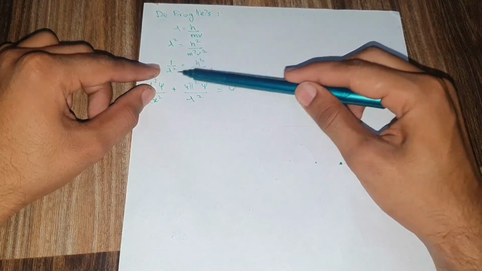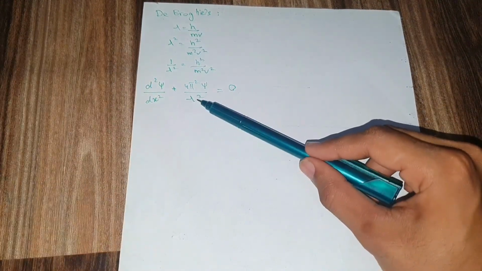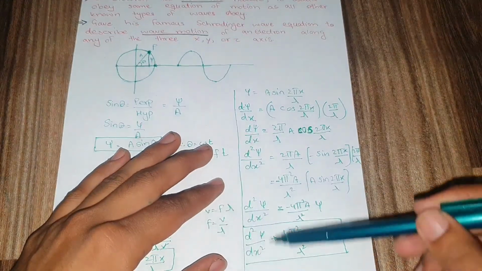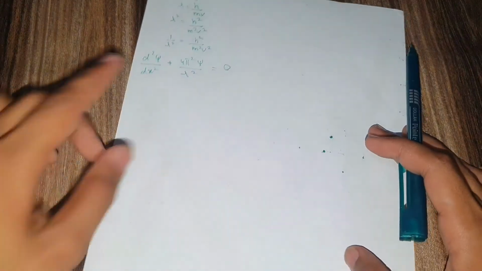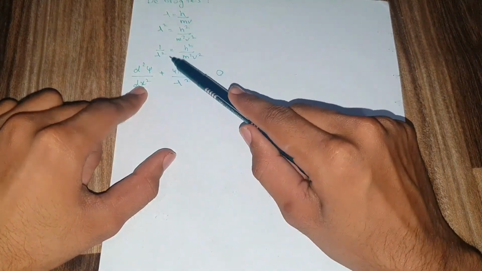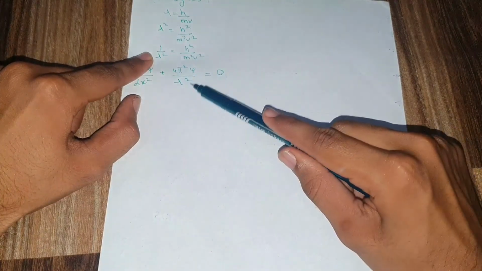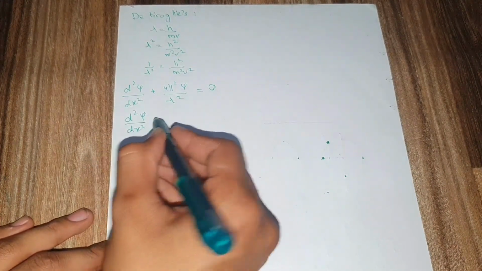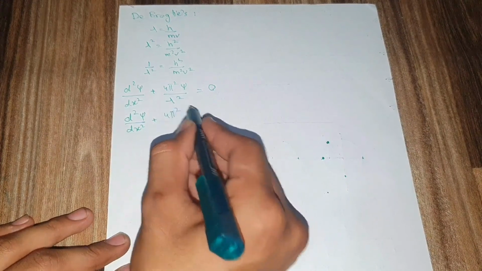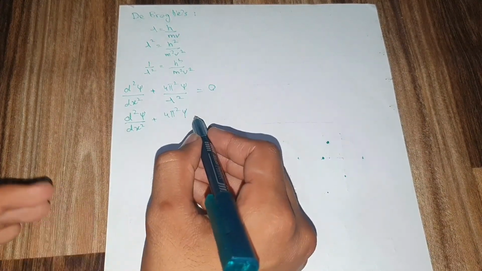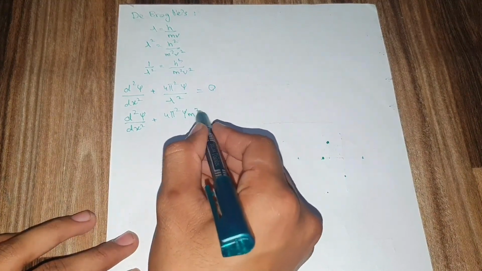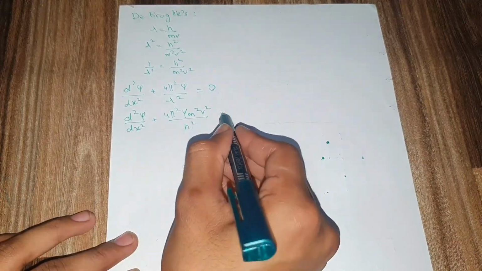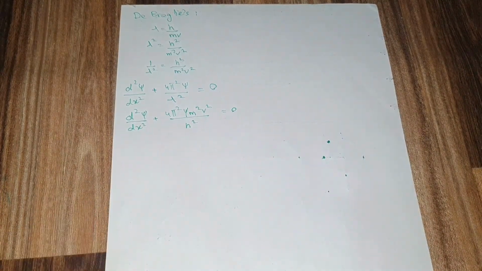So I have to put this lambda square back into the equation. This was the same equation that I had derived before. This is the same equation that I have written here. So on finding the value of 1 over lambda square, I am just going to put this value here. So the equation becomes d square psi divided by dx square plus 4 pi square psi, and the thing that I have included is m square v square divided by h square is equal to 0. So this is the equation that has come after putting the value of lambda square.